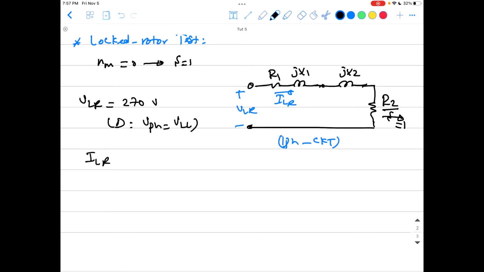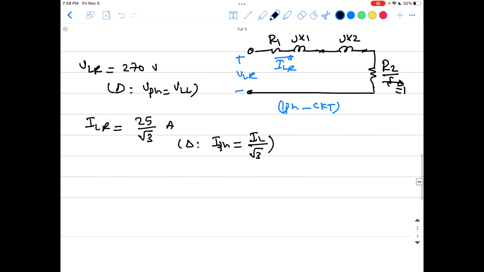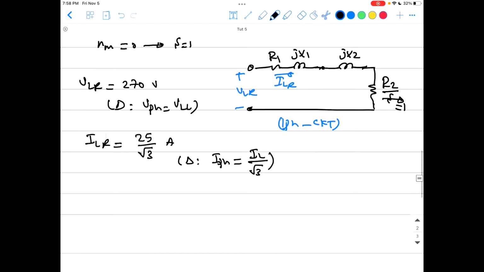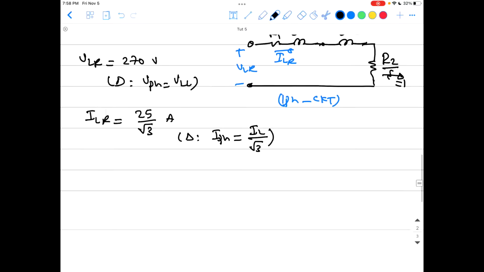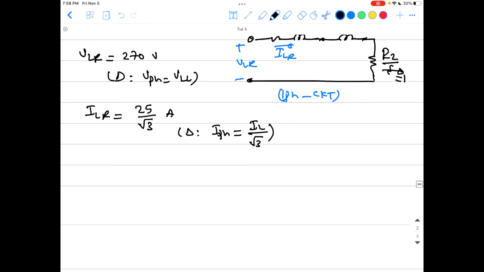But for the current I locked rotor, the given value is 25, so I'm going to take this 25 and divide it by square root of 3 amps. Why? Because for the delta connection, the I phase which you want is I line divided by square root of 3. So the given value by default is a line value, so you divide it by square root of 3 to find the phase current. If it is a Y connection, it will be the opposite way. The line current equals the phase current, but the phase voltage is the line voltage given divided by square root of 3. So don't get confused, just do those conversions.